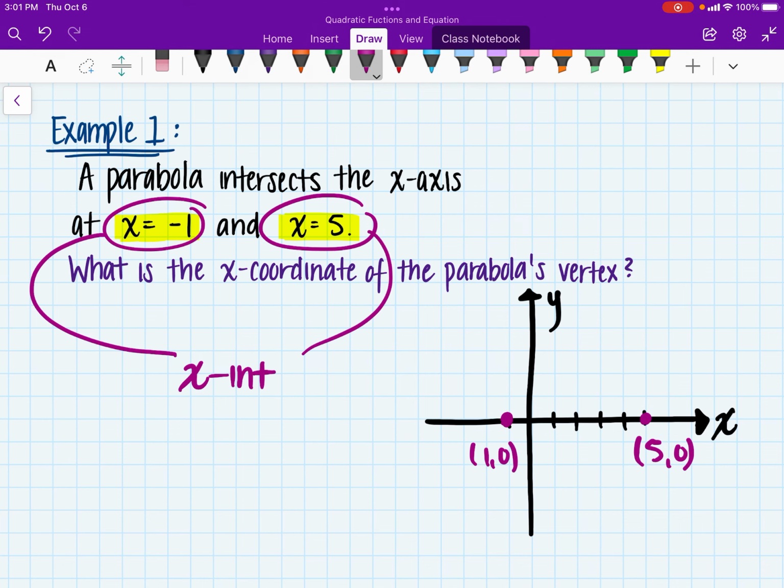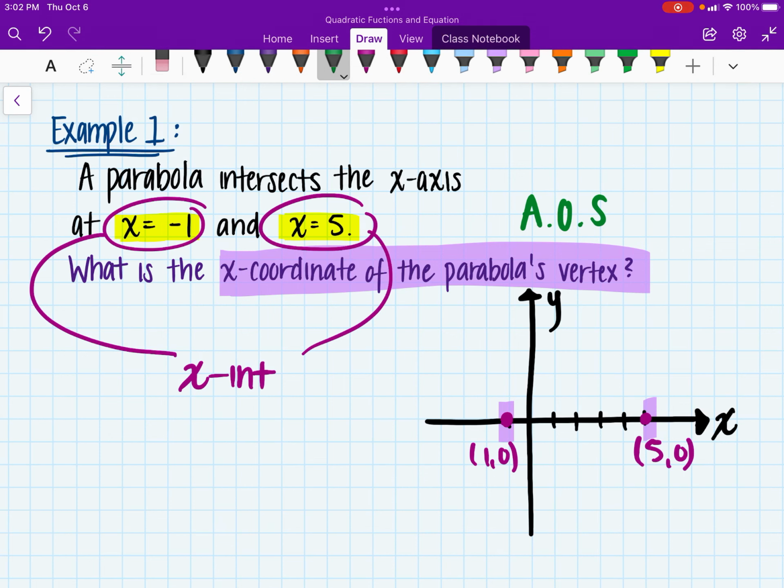A few ways you could find this, since we want to find the x-coordinate of the vertex: the vertex is actually right in the middle of these two points. You'll find it right in the middle of these two points. And the x-coordinate is actually representing our axis of symmetry. I'll go ahead and label that as AOS, axis of symmetry.